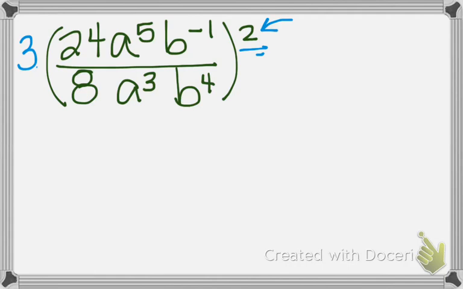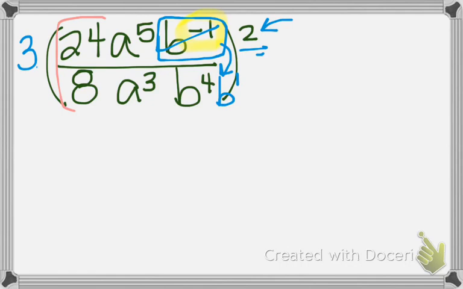The second thing I see is that I have right here a negative exponent, which means that this value, this b to the negative 1st, needs to move. So before I start anything, I'm going to cross it out of my numerator and I'm going to move it down. Now I have 3 separate problems that all can be simplified on their own.